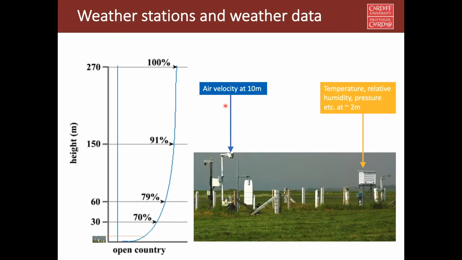Now, the problem is that conventional weather data are based on these measurements of air velocity at 10 meters, and temperature and relative humidity at 2 meters. That's our 2-dimensional conventional weather data. That's why we need 3-dimensional weather files.